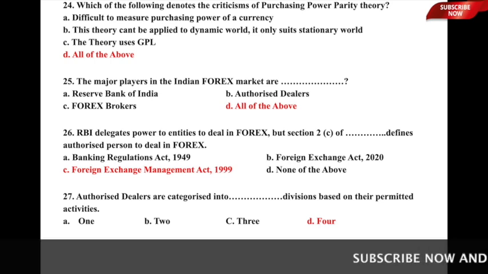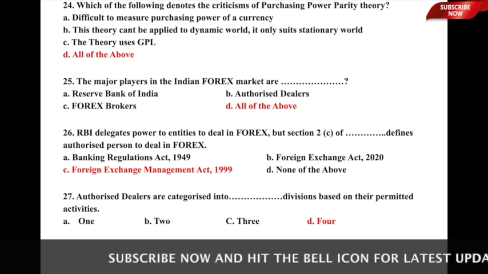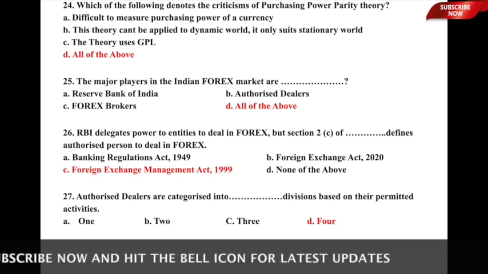So here option C is the correct answer to this particular question. Very important question and very important act. Let us now move to the next one.